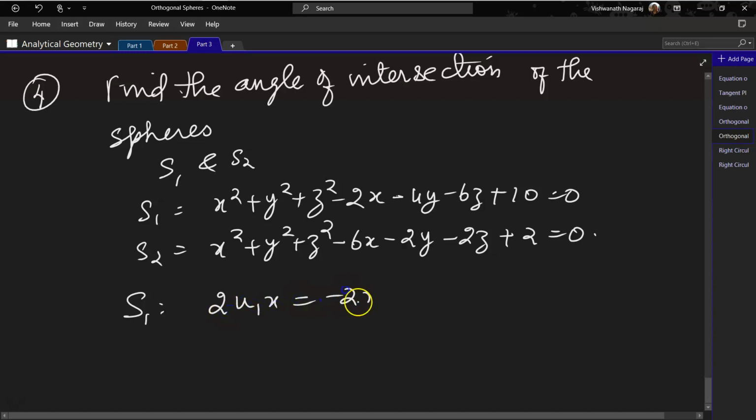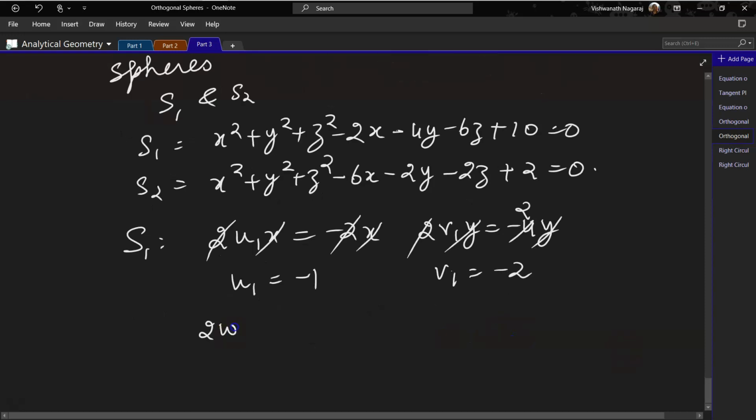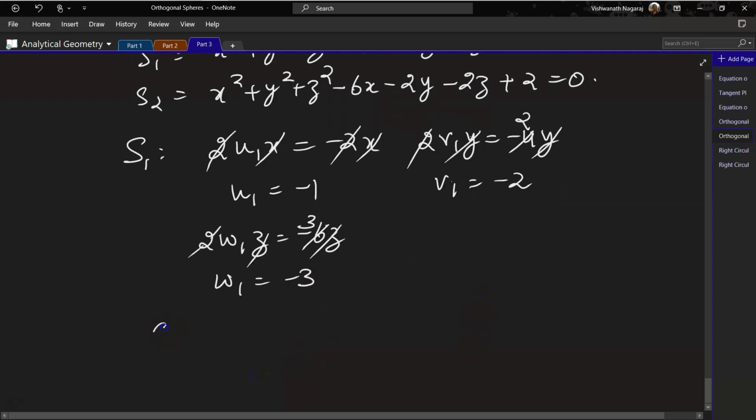2u1x is equal to minus 2x, so u1 is equal to minus 1. 2v1y is equal to minus 4y, so v1 is equal to minus 2. 2w1z is equal to minus 6z, so w1 is equal to minus 3. So minus 1, minus 2, minus 3. That means the center of S1 is equal to (1, 2, 3).